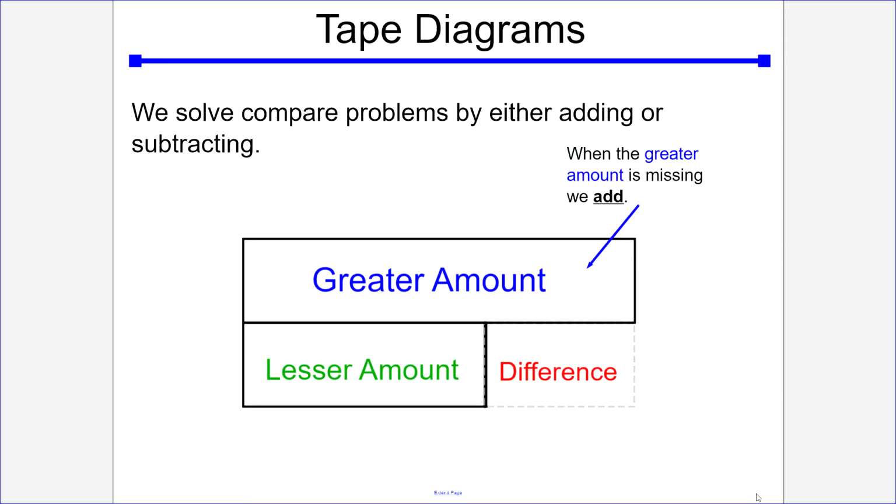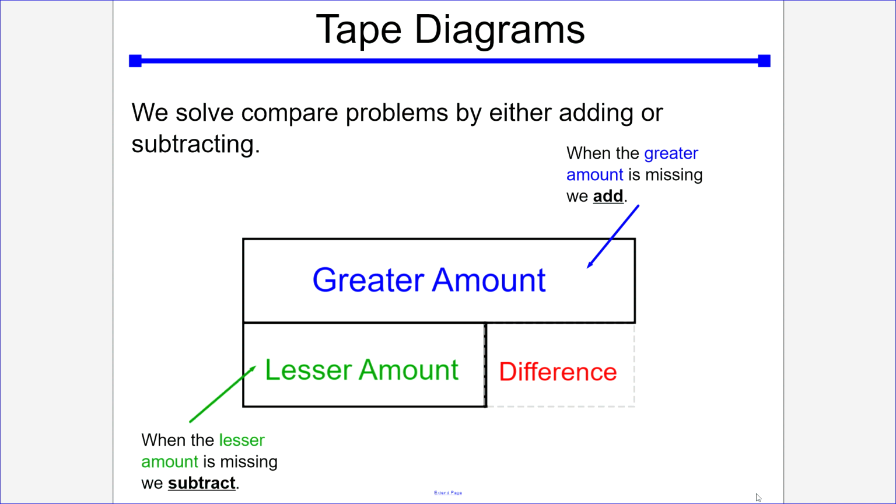When we want to solve a compare problem, third grade, we can either add or subtract. It depends on what information is missing whether we will add or subtract. When the greater amount is missing or the unknown information, we add, because the lesser amount plus the difference equals the greater amount.